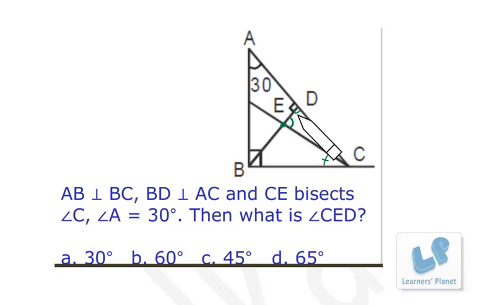Now this is 90, and this is 30, so this should be 60. So CED must be 60 degrees. No calculations required at all. So that's a very simple question that has been asked. I hope it's clear.